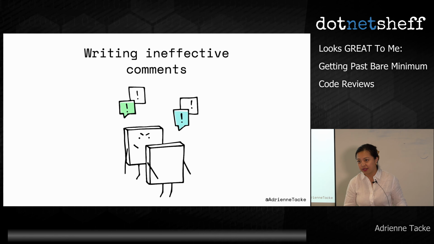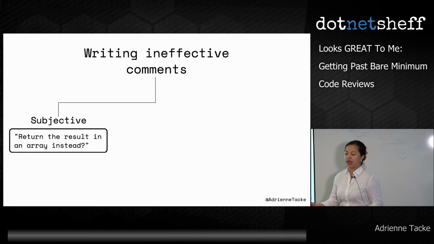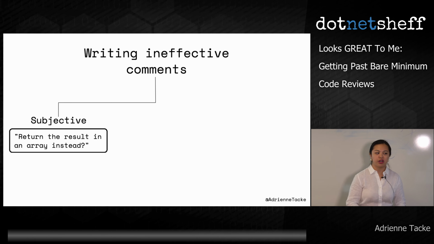They're either very, very subjective, so: return the result in an array instead, and leave it at that. Why in an array? What's better about it? What do you need me to change it to this for? It comes across as a subjective suggestion rather than something backed up by something objective.